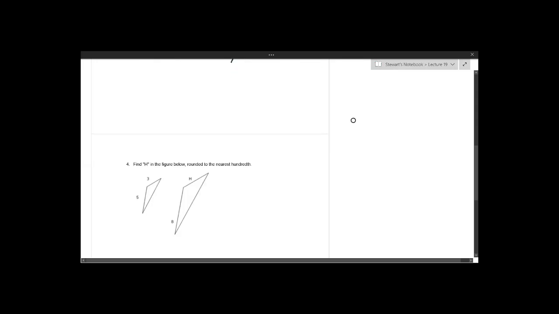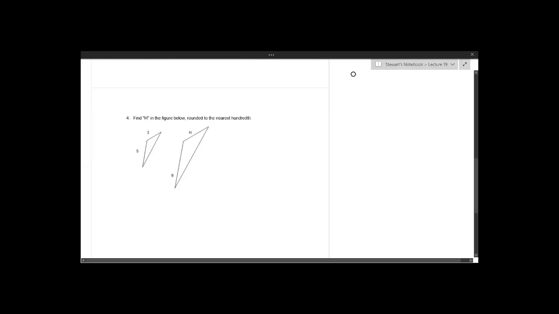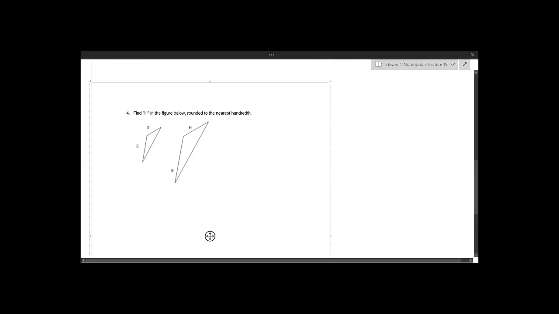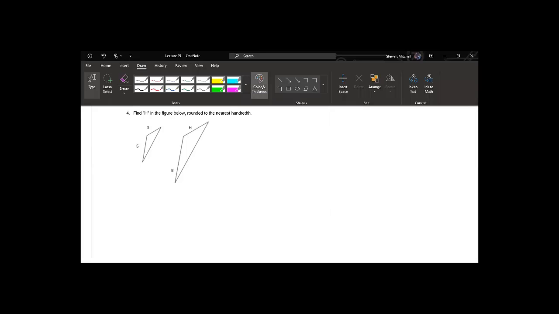Okay, so now we have to find h in the figure below, rounded to the nearest hundredth. In this case, we're going to be talking about proportions, because you can see we have two of the same triangle. They're just different sizes. So they're similar figures. They're just different sizes, but they are the same shape.